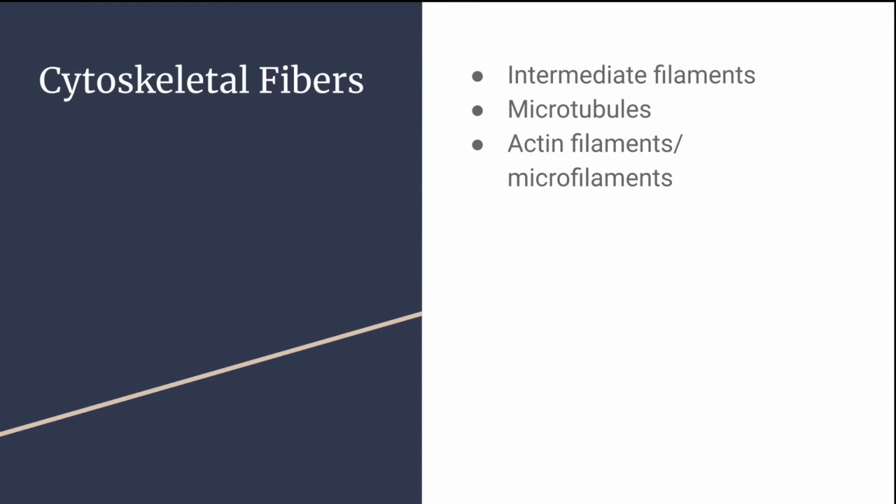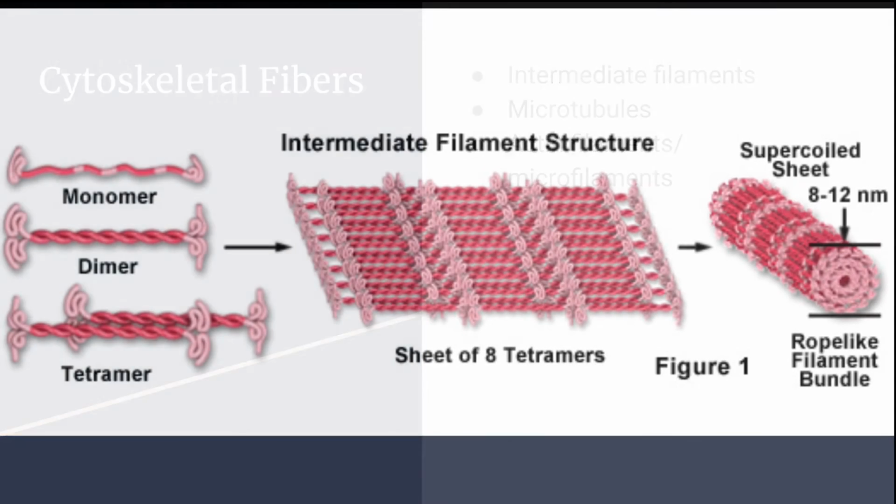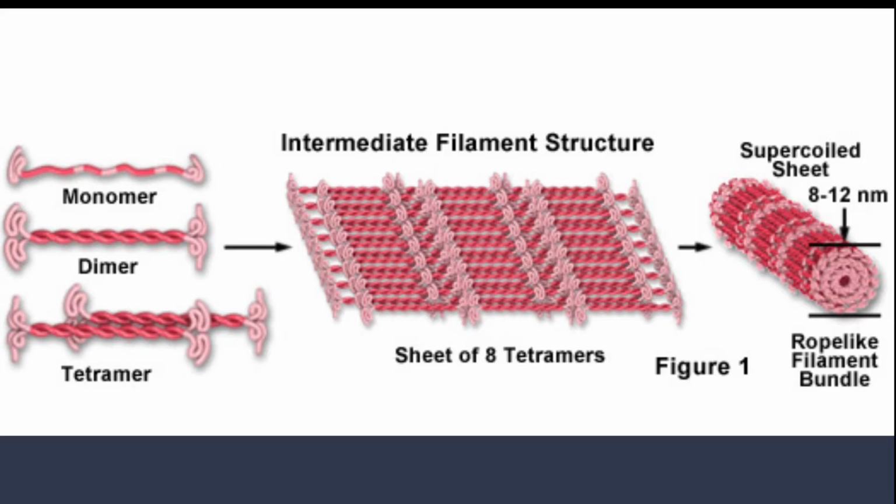We're now on to our next topic, which is cytoskeletal fibers. These include intermediate filaments, microtubules, and actin filaments, which can also be called microfilaments. The first cytoskeletal fiber that we'll discuss is the intermediate filament. Because the main purpose of this filament is to provide tensile strength against mechanical stress on cells, structure really equals function. To allow the filament to be as strong as possible, it is formed in a rope-like manner.